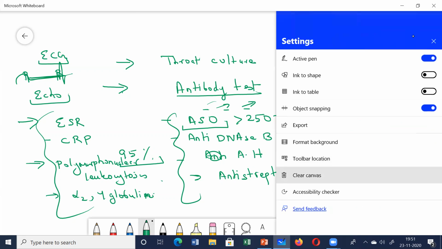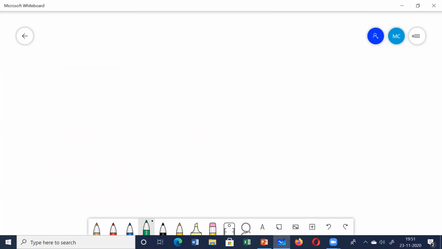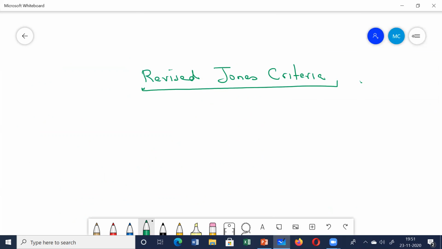Very, very important: the Jones criteria, the revised Jones criteria. This is a very, very important thing which all of you should know. So what is this revised Jones criteria? Under this Jones criteria, there are two things. One is your major manifestation, another is your minor manifestation. You have to remember it very thoroughly.